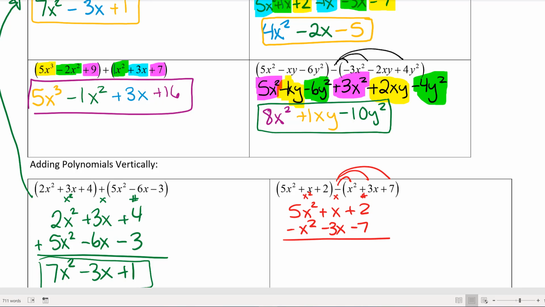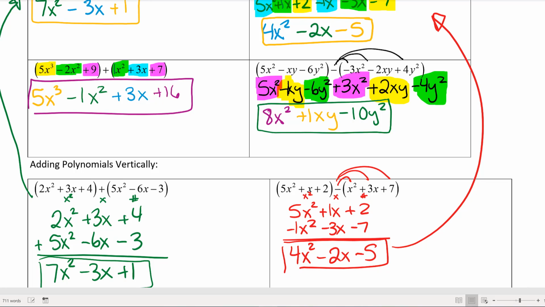So we have 5x squared minus that invisible 1x squared, that's 4x squared. Positive 1 minus 3, that's negative 2x. And 2 minus 7, that's negative 5. And that's my answer. Notice that this was the same problem that we did above. I did that on purpose just so you could see that there's two different ways of doing the same problem.